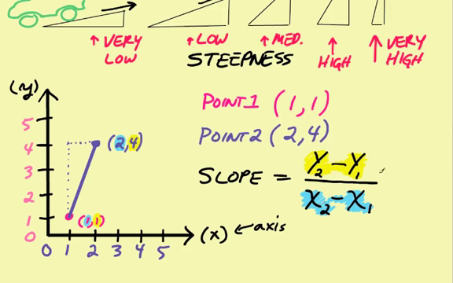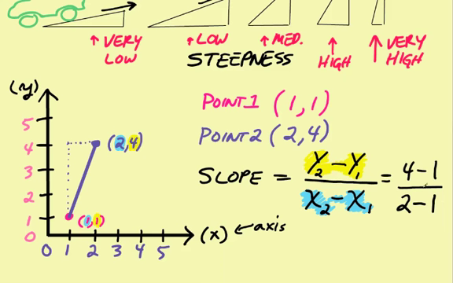So let's go ahead and put the numbers in. I've talked way too much about this fraction. Let's put the numbers in and see what we get. y2 is 4, right? Because this is the second point. 4 minus, and y1 is just the number 1. So already we have 4 minus 1 as the numerator. And in the denominator, on the bottom, we have x2, which is the number 2, 2 minus, and then the x value for point 1 is just 1.